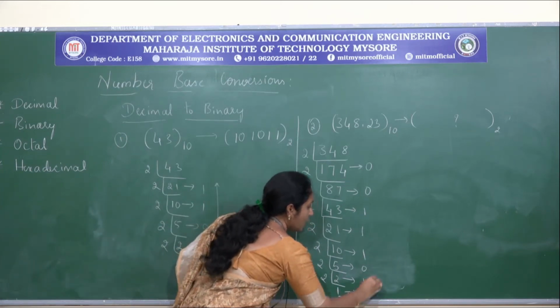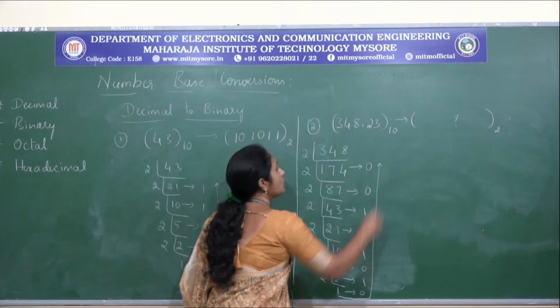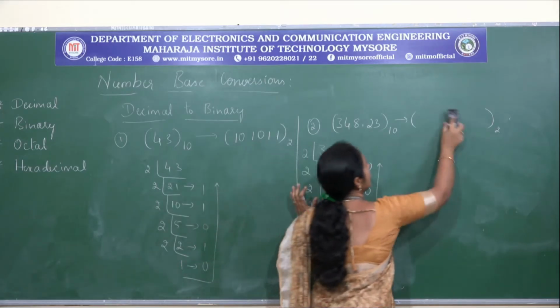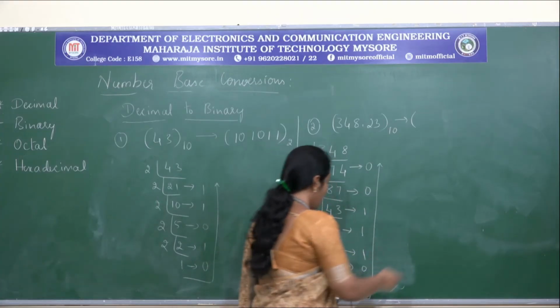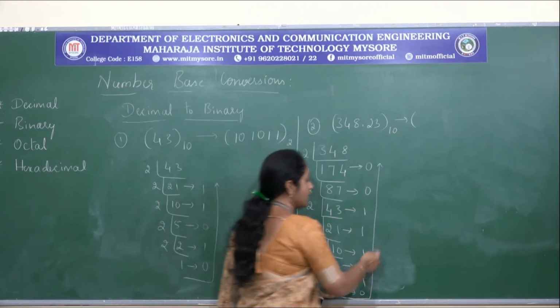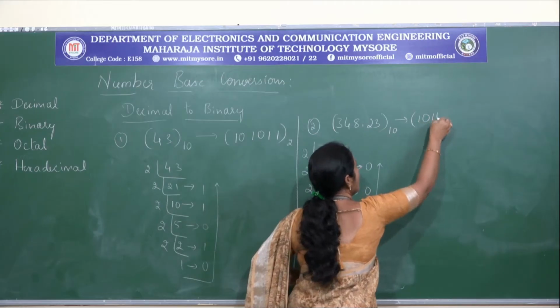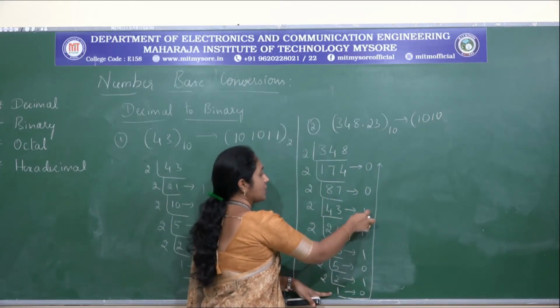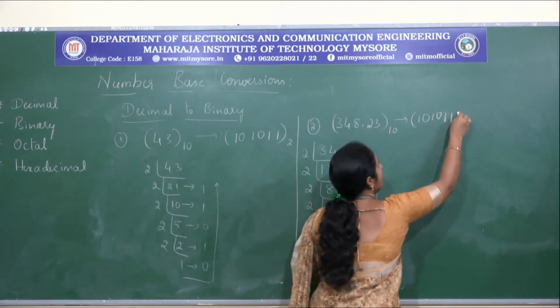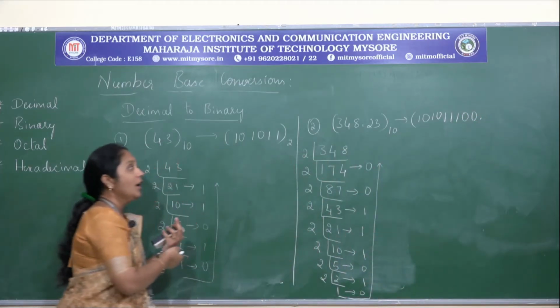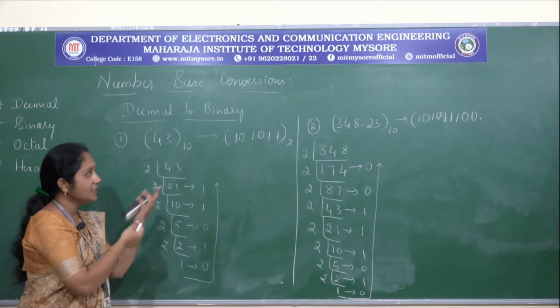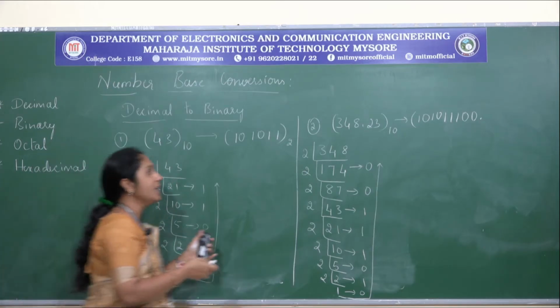Yes, how to read? So we need to read from bottom to top. Therefore, let me write the equivalent of this. So what is the equivalent? Let me start from here: 1 0 1 0, then we have 1 1 1 0 0, 1 1 1 0. Now we need to learn how to convert this 0.23 into binary.